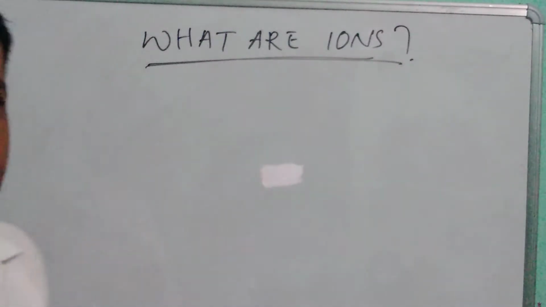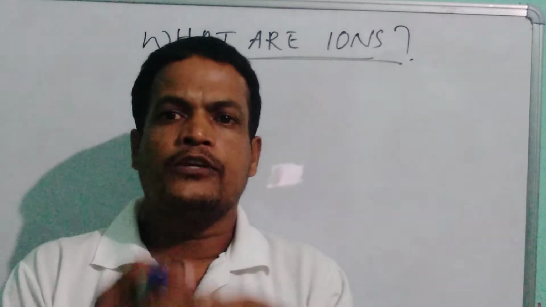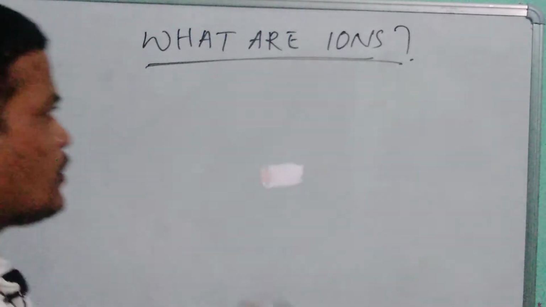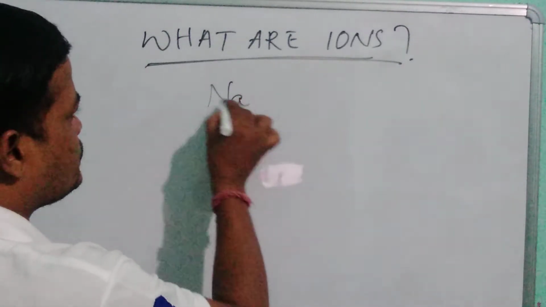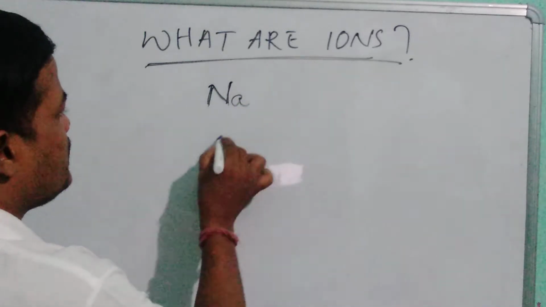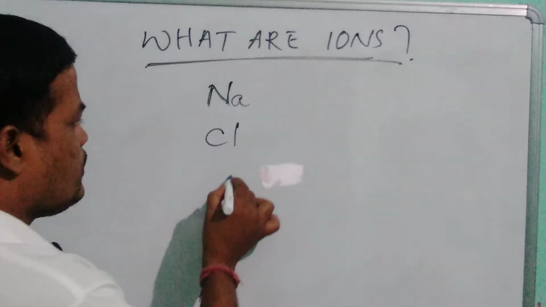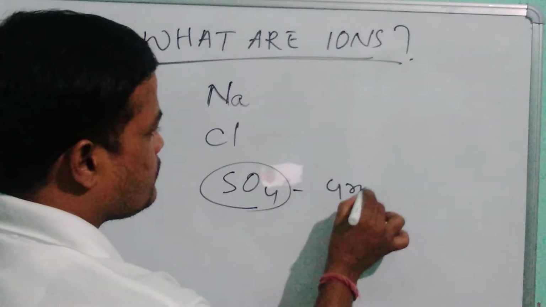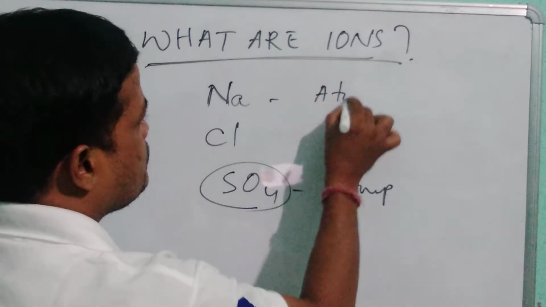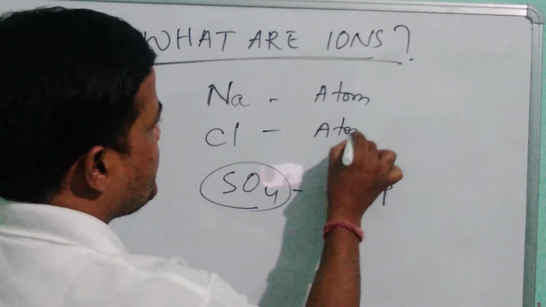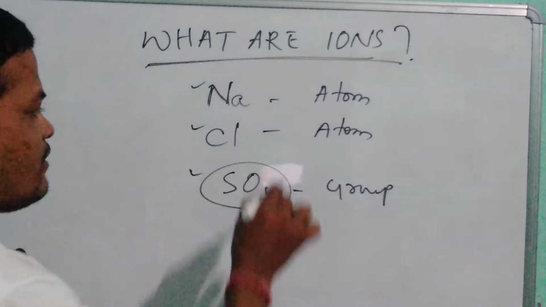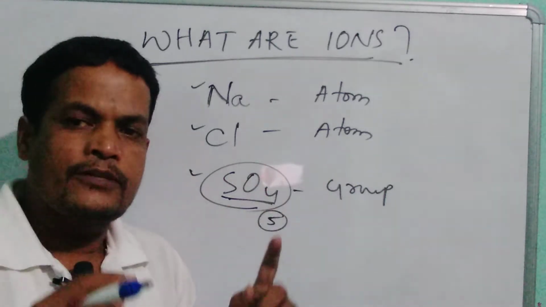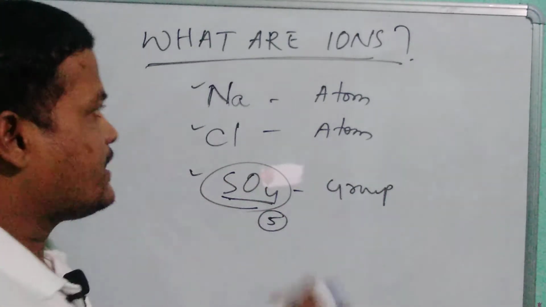What are ions? Friends, an atom or a group of atoms bearing certain charges are called ions. Suppose we can say sodium, so it is an atom, it represents a sodium atom, or chlorine, it is a chlorine atom. We can say sulfate, it is a group of atoms. So an atom or group of atoms bearing certain charges are called what? Ions.